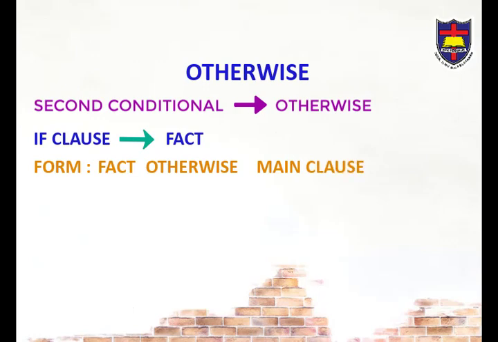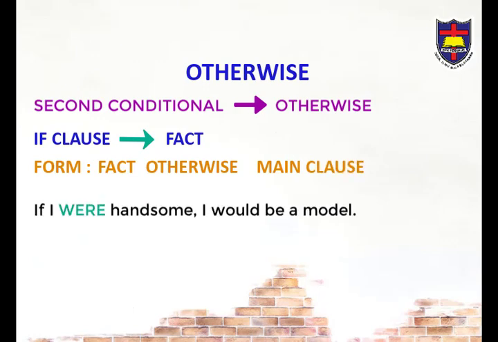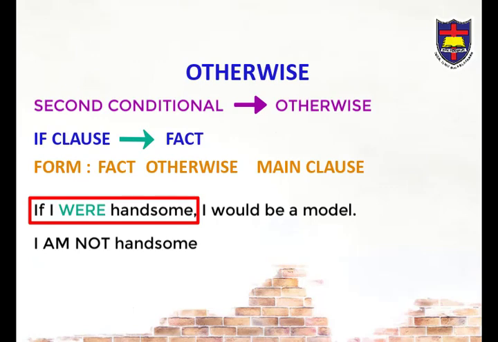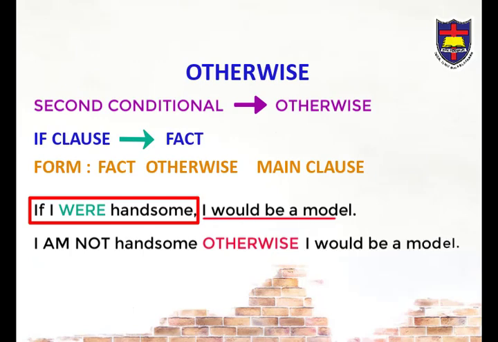Here is an example. If I were handsome, I would be a model. The second conditional is called the present conditional. It means the fact of the if clause is in present form. The fact of if I were handsome is I am not handsome. Then, use the conjunction otherwise, then copy the main clause, I would be a model. The result becomes, I'm not handsome, otherwise I would be a model.